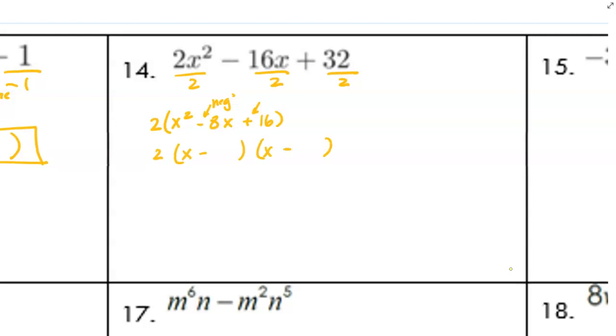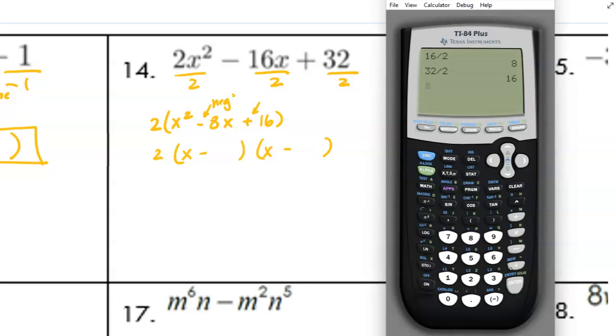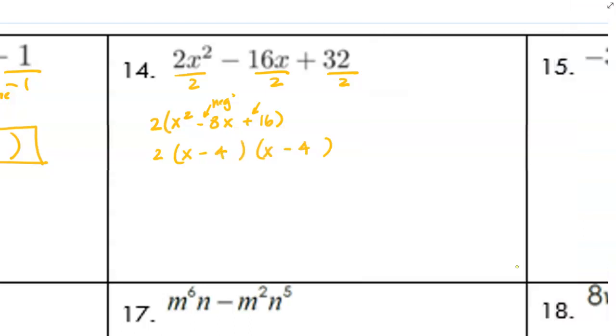X and X, negative and negative. 16, factors of 16 that equal 8 when you add them up. Is it 16? So we can do 16 divided by 2. Factors are 2 and 8. When you add them together, do they equal 8? Nope. 16 divided by 4. 4 and 4. So 4 and 4. Okay. Or you can rewrite it as 2x minus 4 squared. That's another perfect square trinomial. Okay, perfect square trinomial, it just means that the factors are exactly the same. Difference of squares means that the coefficients are exactly the same except for the last term, the signs are different.